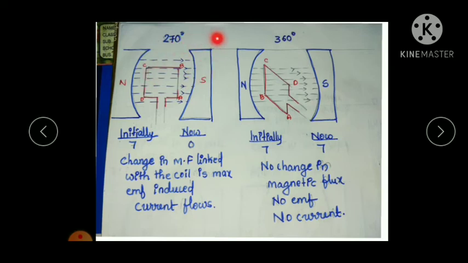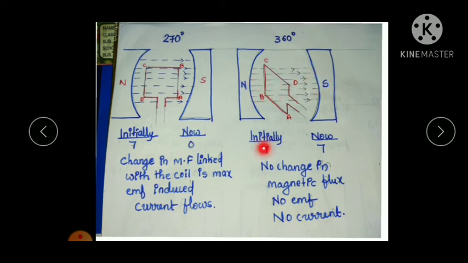And again rotating in clockwise direction, so that this CD now becomes perpendicular to the magnetic field lines, and this AB also perpendicular to the magnetic field line. So now the armature is totally perpendicular to the magnetic field lines. Now all the magnetic field lines are passing through this armature coil.